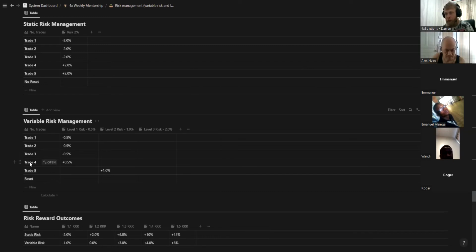However, when we get to trade 4 over here, same as trade 4 in the static risk, we win trade 4 over here. What then changes is that we no longer take trade 5 at level 1 risk. We go up higher into level 2 risk over here. And trade 5, you can see trade 4 and 5, we win on static risk.